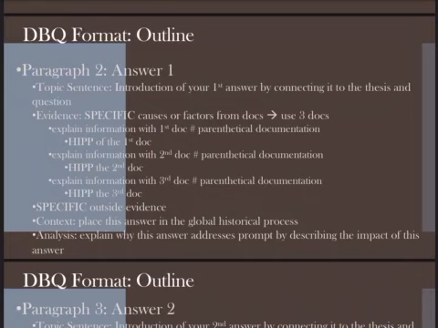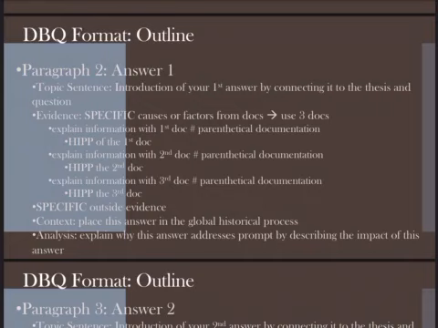Then you list 3 different documents and the specific information from those documents, right? As you interpret these documents, you have to explain the specific causes or factors from the documents that support your answer. And notice I put explain information with first document number and using parenthetical documentation. It's not necessarily the first document that's given to you. All that means is that it's the first document that you're using. So it might be document 5 that you're using to support your first answer.